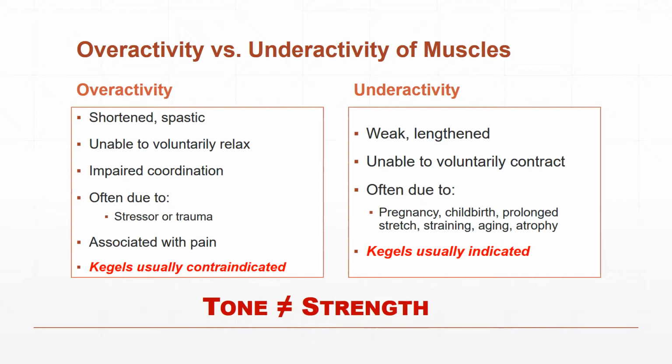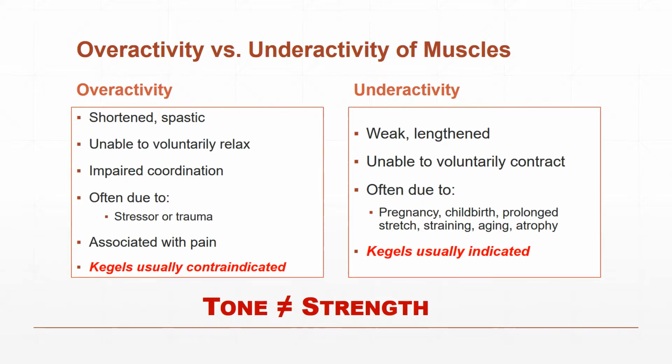When the muscles are overactive, they're typically in a shortened and spastic state and usually unable to voluntarily relax. There's typically impaired coordination, usually due to some type of stressor, such as a trauma, surgery, a direct fall on the pelvis, or some history of sexual trauma. In these patients, we typically do not assign Kegels because we don't want to further create contracted muscles or muscle spasms in muscles that are already hypertonic.